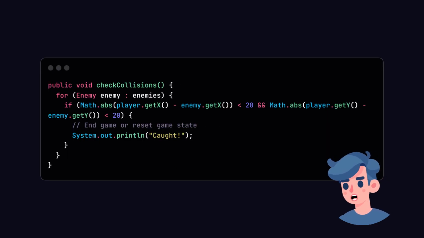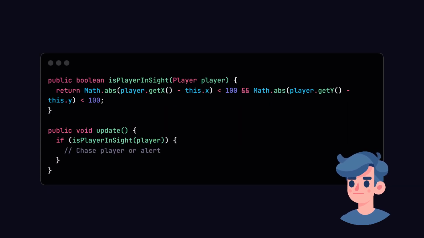Next, let's add collision detection between our player and the enemies. We want to end the game if the player gets too close to an enemy. We can use simple bounding box collision detection for this. To enhance the stealth mechanics, let's add some visibility detection for our enemy AI. For this, we'll determine if the player is in the line of sight of an enemy based on their position.